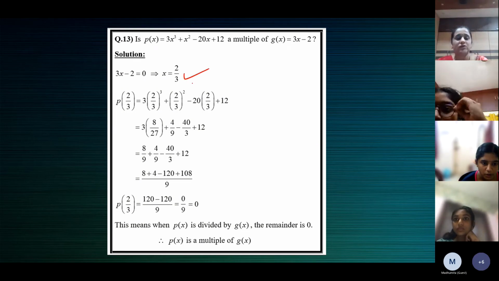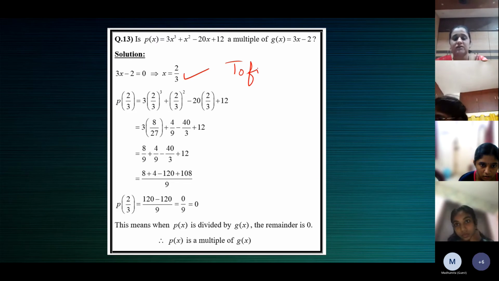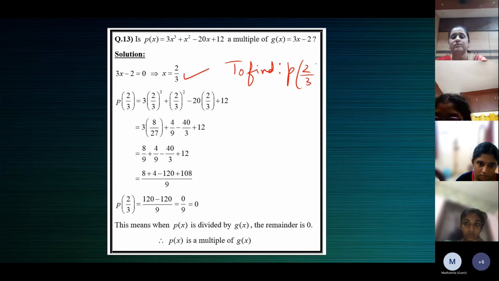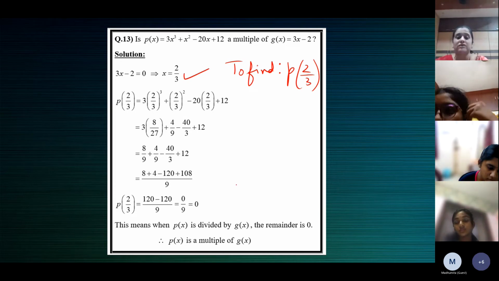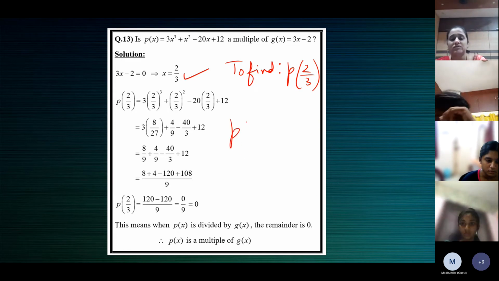X is 2 by 3. We need to find P of 2 by 3. We have to find the value of P of 2 by 3. We don't know the remainder. We have to find the remainder. So that means we have to find P of 2 by 3. It's not that P of 2 by 3 is equal to 0.